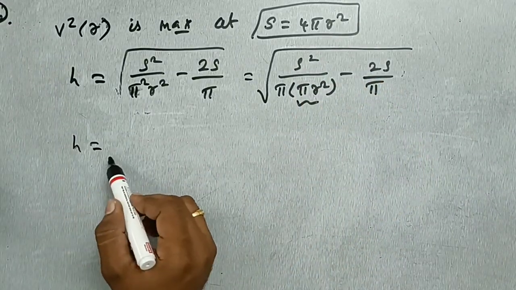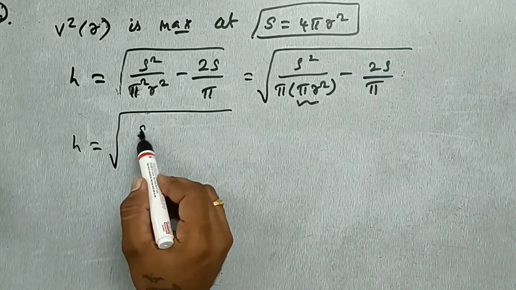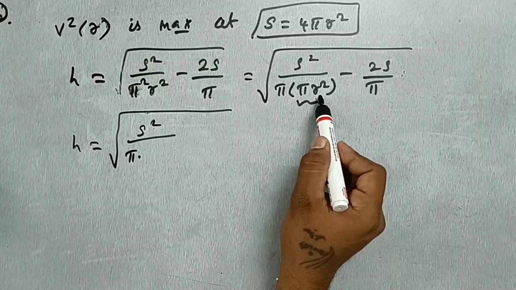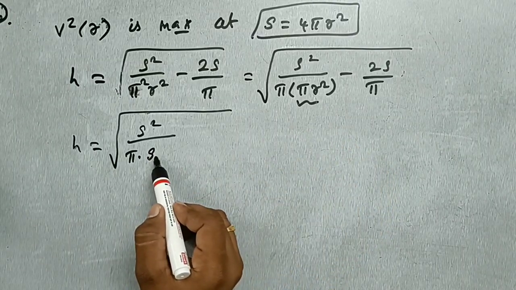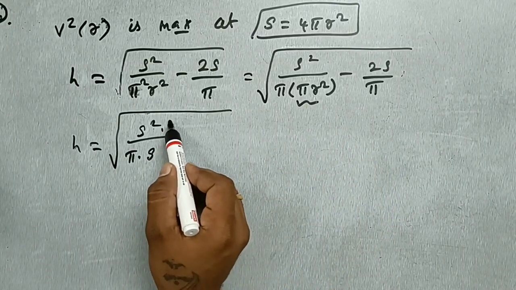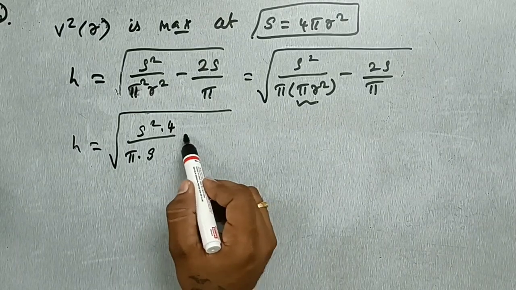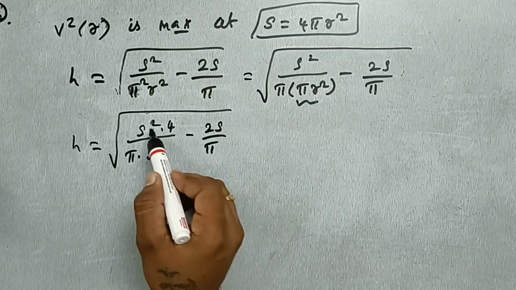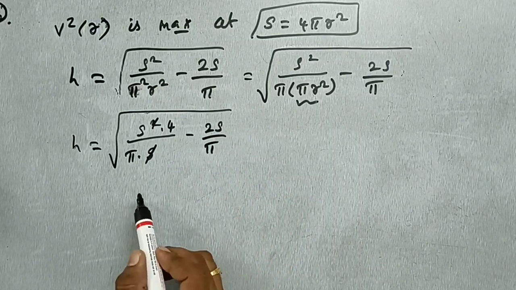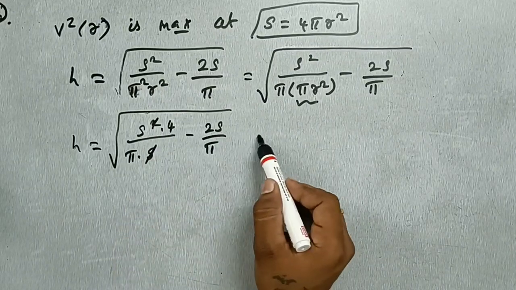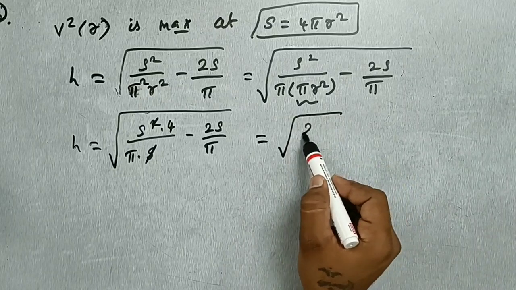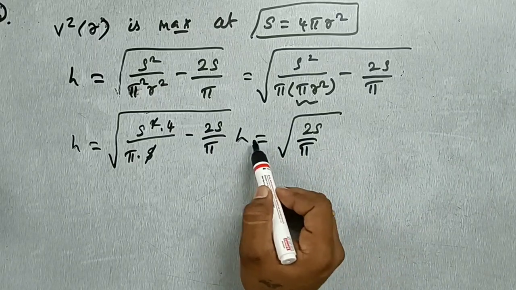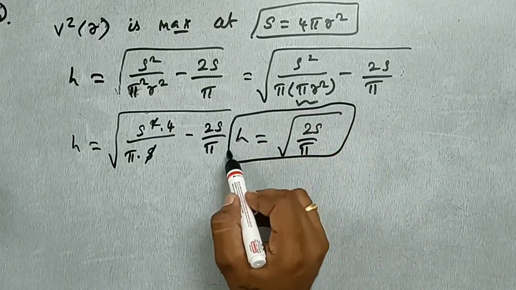So my h value equals root of s square divided by pi outside, pi r square value equal to s by 4. So s will come here, the 4 will go to the numerator. So minus the second term will be 2s by pi. So one of the s will get cancelled. So 4s by pi minus 2s by pi equal to root of 2s by pi. So the h value we found is equal to root of 2s by pi.